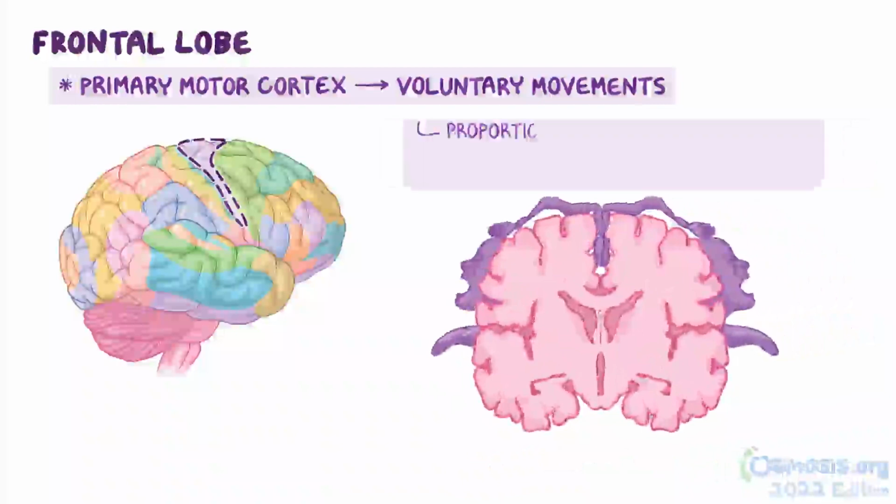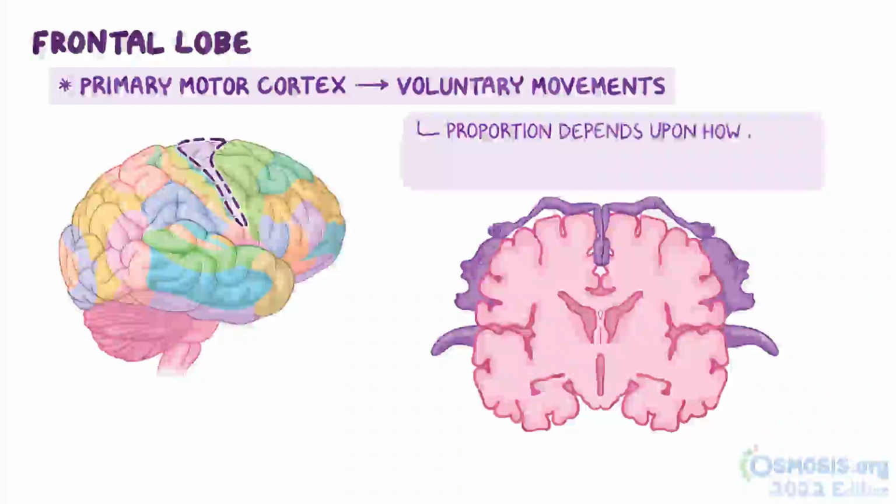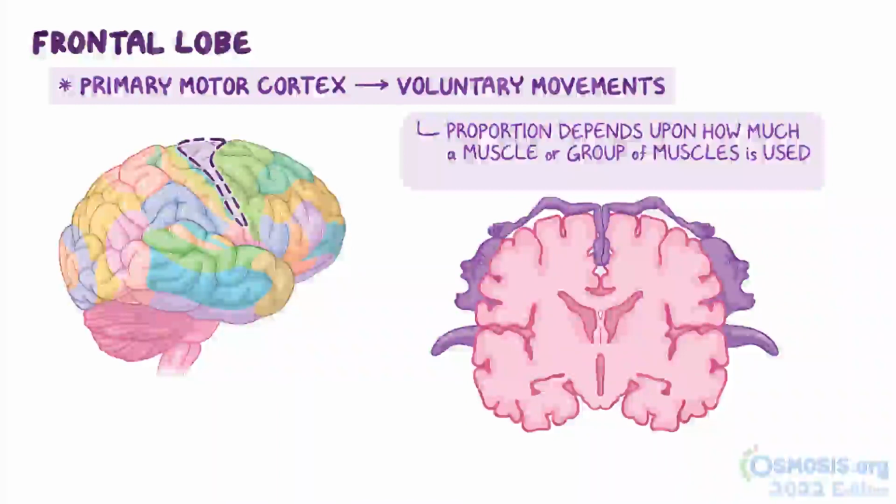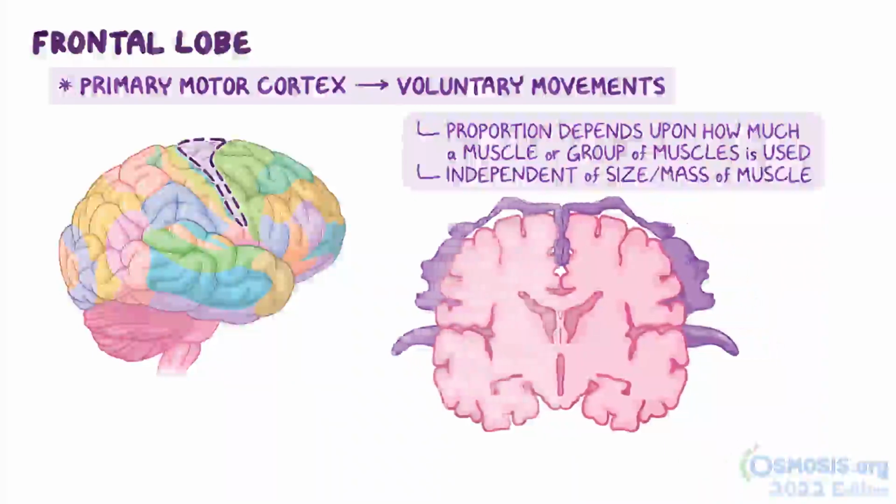Now, the proportion of the primary motor cortex, or the number of neurons dedicated to a particular movement, depends on how much that muscle or group of muscles is actually used. So the more a muscle is used, the more nuclei will be dedicated to it within the cortex. The number of nuclei is independent of the size or mass of the muscle performing that movement, but it is based on how important that muscle is to your everyday life and functioning.